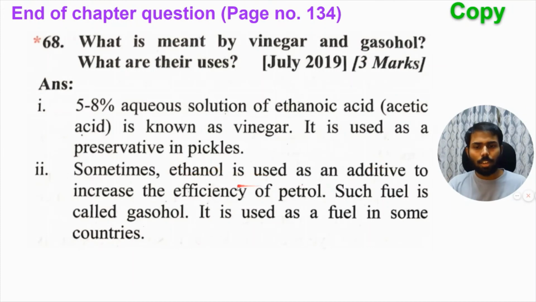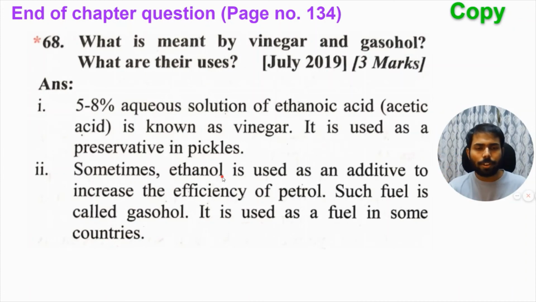Okay, it is added to increase the efficiency of petrol. Such fuel is called gasohol, and it is used as a fuel in some countries. Okay, gasohol will be used as fuel in a few countries. This question was asked in board exam July 2019 for 3 marks. Okay, so generally for 3 marks, 6 points are expected. But here, because it was such an easy question for 3 marks, all you had to write was these 2 points, because there's no other point. Okay, if you want to add 2 more points, you could give what is ethanoic acid, you could tell what is ethanol. That's how you could add 2 more points. But more than 4 points, there's nothing you can write about, right?